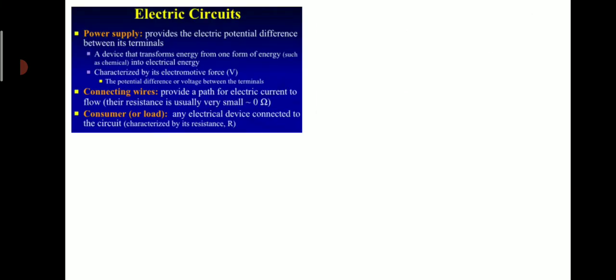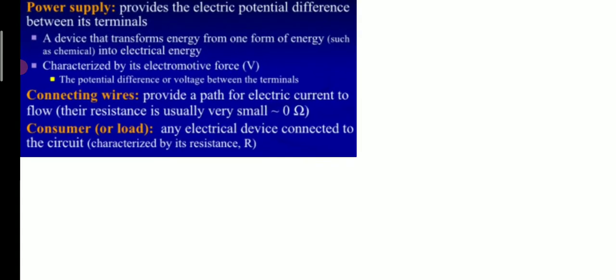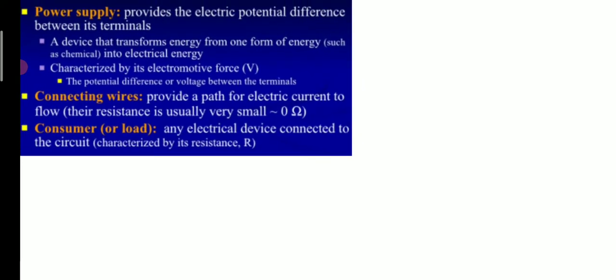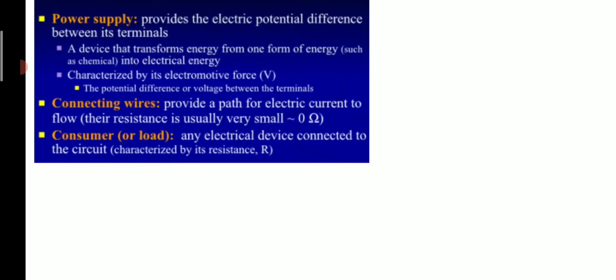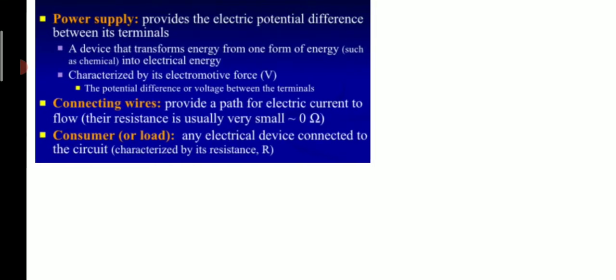So, as we have seen, in an electric circuit, the power supply provides the electric potential difference between its terminals. It is a device that transfers energy from one form of energy into electrical energy and is characterized by the electromotive force, that is called V.